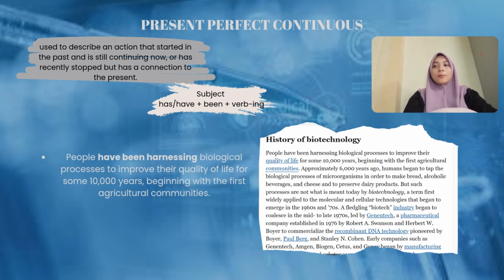For example, people have been harnessing biological processes to improve their quality of life. This sentence tells us that humans started using biological methods in the past and are still using them today, emphasizing the ongoing nature of the action. So that's why it's been categorized as a present perfect continuous tense.